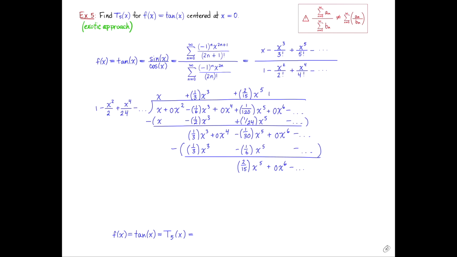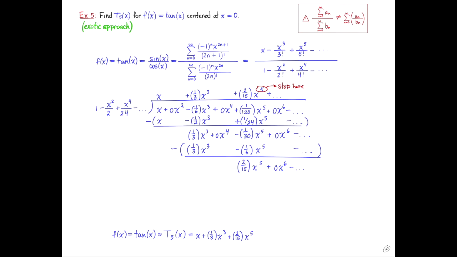And we could keep going, since this is an infinite series dividing into an infinite series, so we'll put a plus ... up here. But for us, we're just looking for the 5th degree Taylor polynomial, and we just got x raised to the 5th power, so that means we can stop here, giving us our solution that f of x equal to tan x is approximated by the 5th degree Taylor polynomial, which is x plus 1/3 x cubed plus 2/15 x to the 5th.